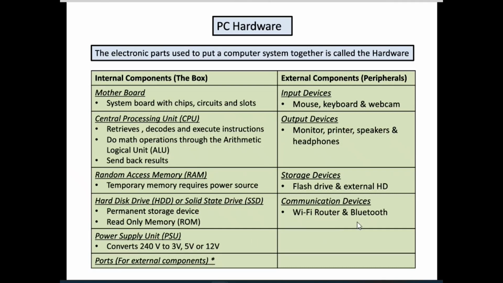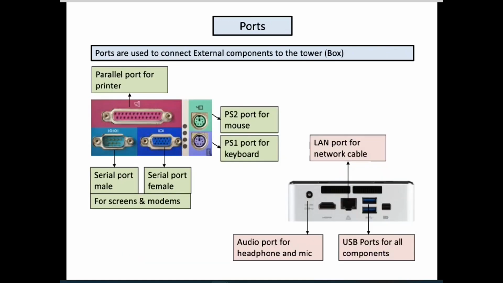And then, of course, we have the communication devices like your Wi-Fi router, your Bluetooth, or there are also other near service devices that you can use. But these are still the most common communication devices that we use, the Wi-Fi router and the Bluetooth. Okay, I talked about the ports that you will find at the back of your machine, and these ports are used to connect external components to the tower.